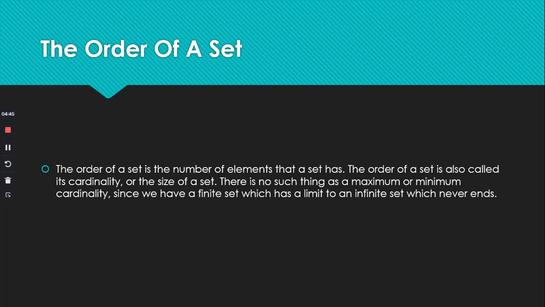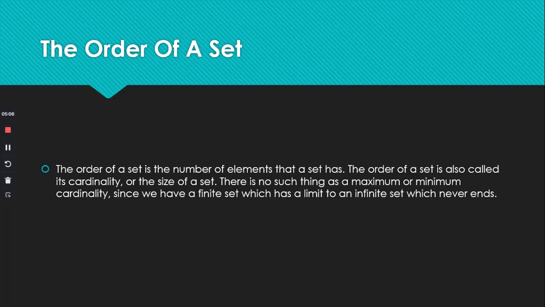The order of a set is the number of elements that a set has. The order of a set is also called its cardinality, or the size of a set. There is no such thing as a maximum or minimum cardinality, since we have a finite set which has a limit to an infinite set which never ends.